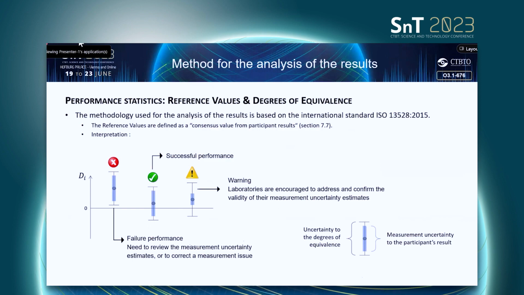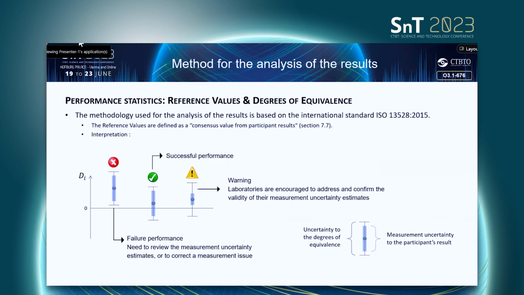When the degree of equivalence and the uncertainties do not cover the reference value, this is a clear situation of failure performance. On the contrary, when the degrees of equivalence and uncertainties cover the reference value, it's a clear situation of successful performance.